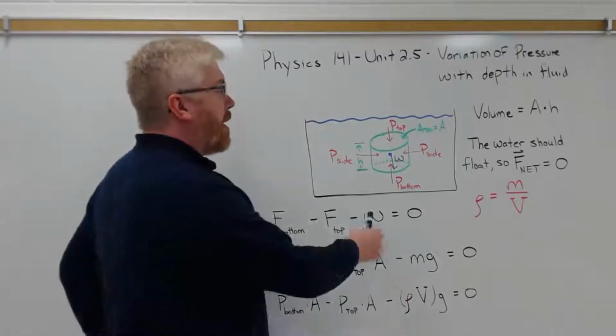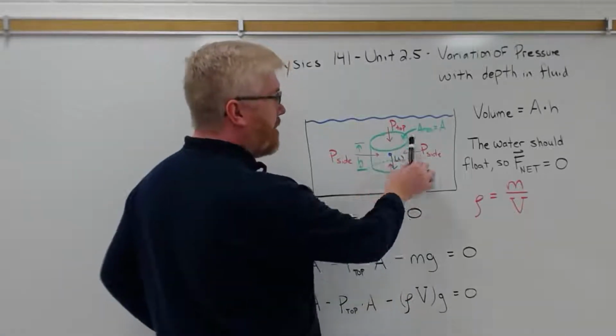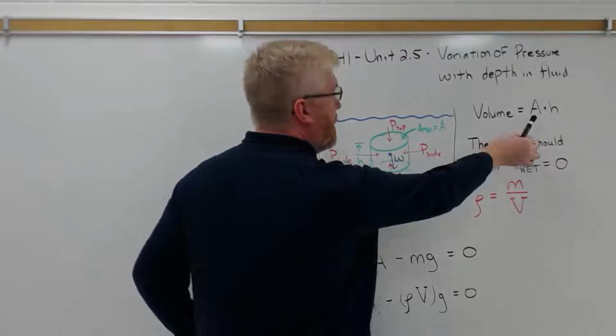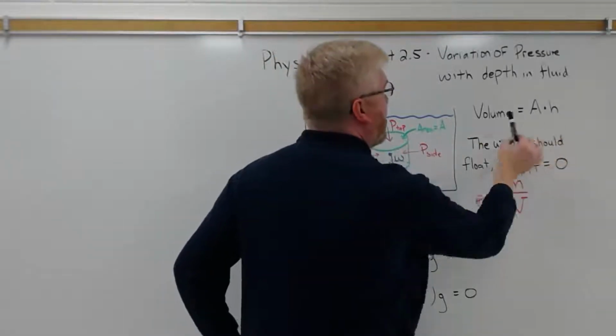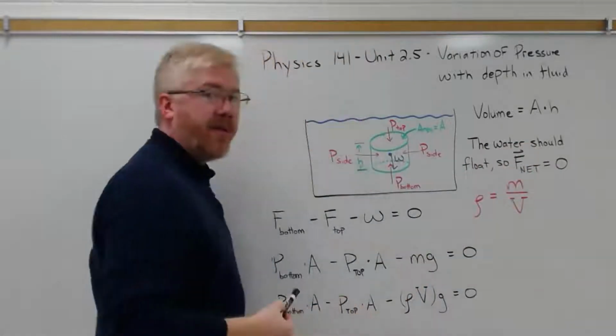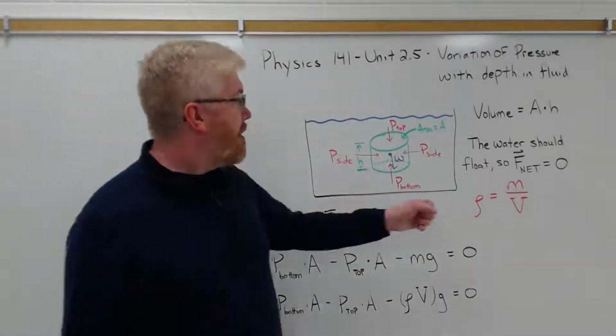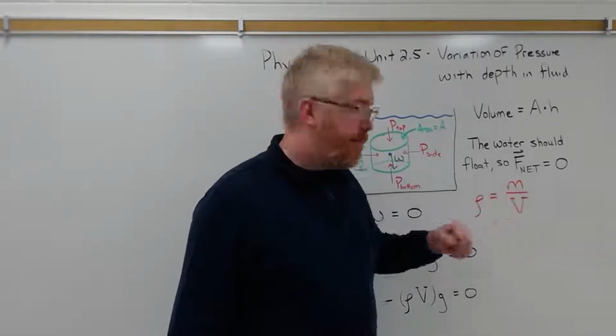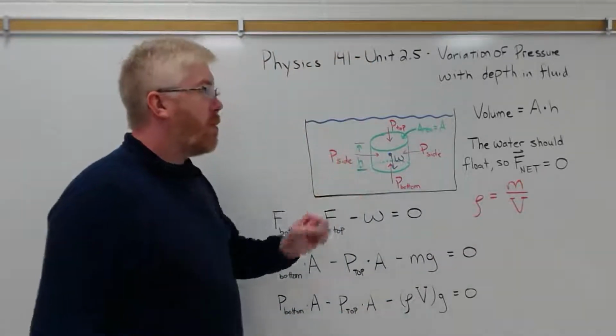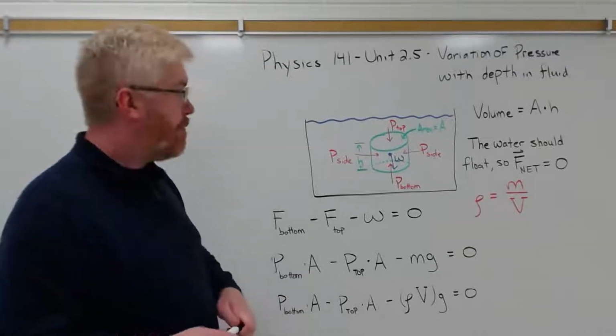So a couple other equations. The volume of this cylinder, if we know the surface area A of one side, we can multiply that surface area by the length of the cylinder, its height H, and that gives us the volume of the cylinder. And then remember, the density of the material we're talking about is mass over volume. So, we're coming to those equations in just a bit.